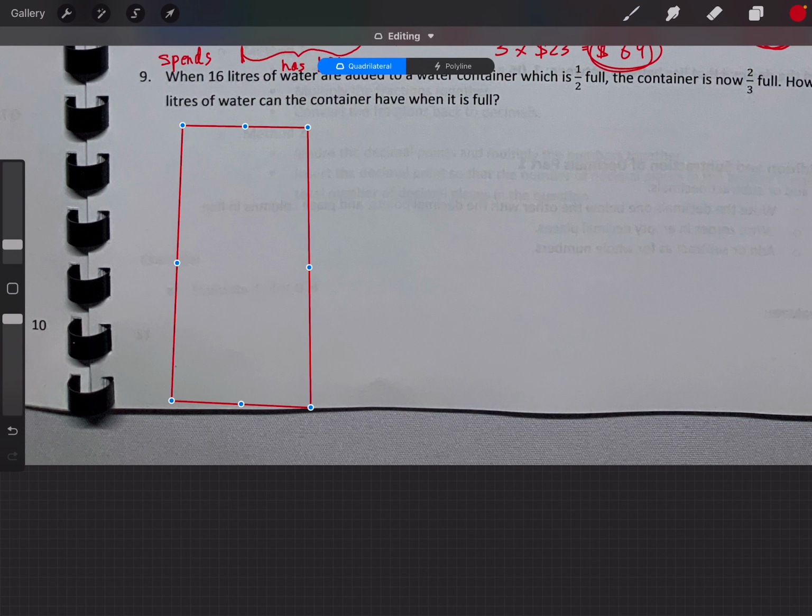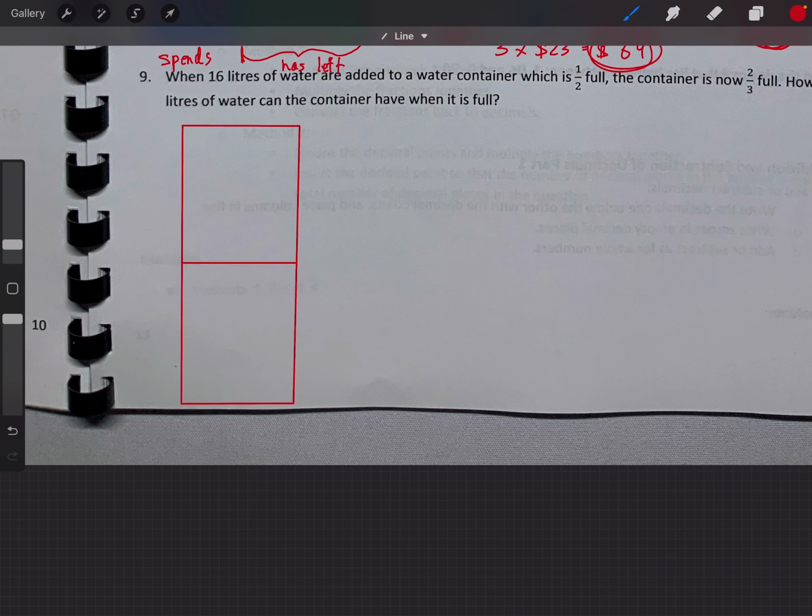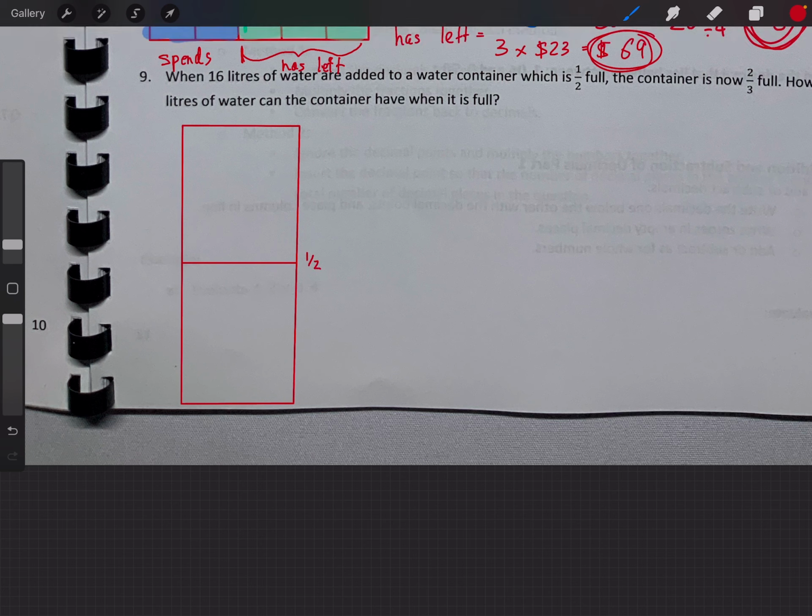Okay. No, it didn't give me a quadrilateral. I mean a rectangle. Something like that. Now, this is the container. At the moment it's half full. So half is roughly around about here. Okay, it's half full. So this is a half. I'm just going to put a half over here. Now, we're going to add 16 liters, and now it's 2/3 full.